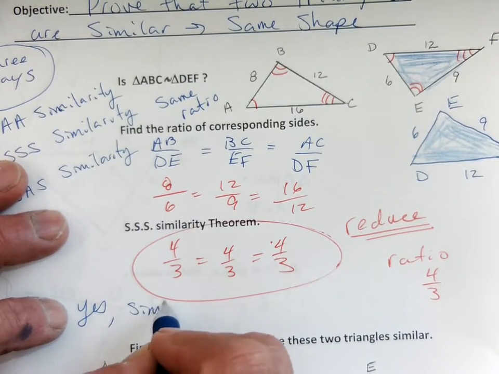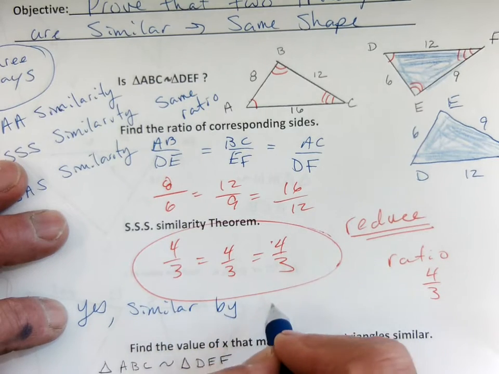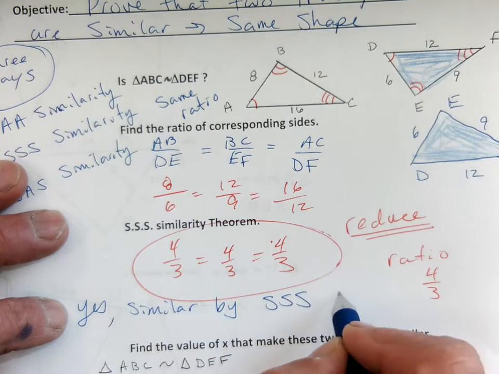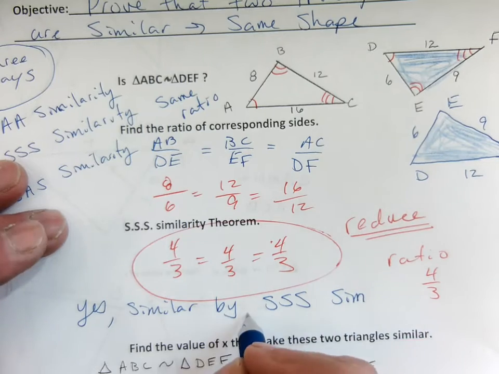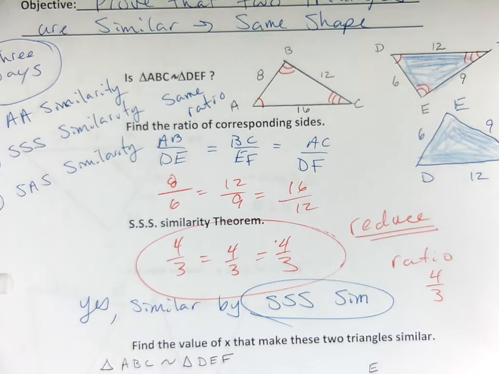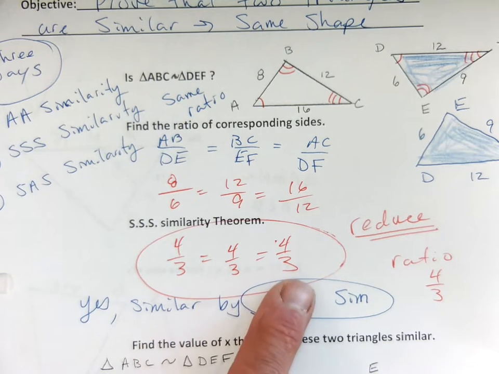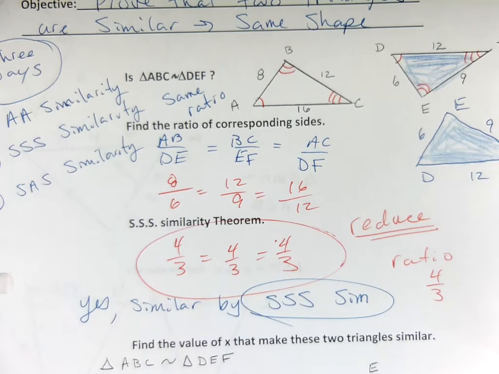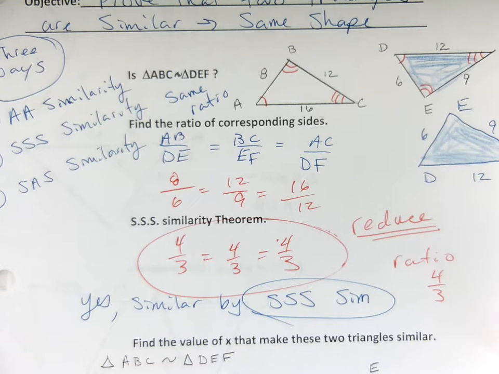similar by side, side, side, and I just abbreviate. SSS, sim means side, side, side similarity. So if all three ratios are the same, 4/3, 4/3, 4/3, then they have to be similar because they're just a different size of each other, but they're the same shape. How am I doing? Does that make sense? Okay. All right, slide it.